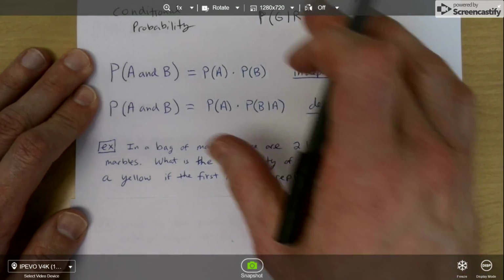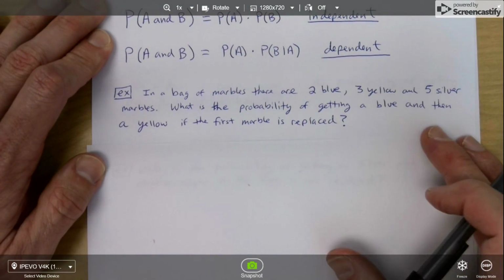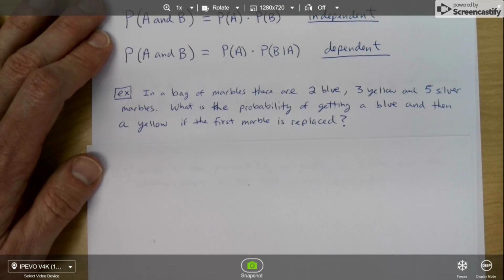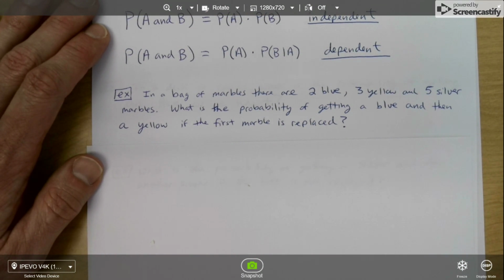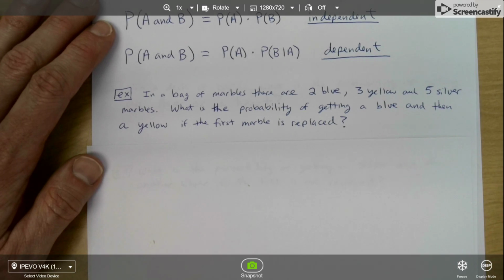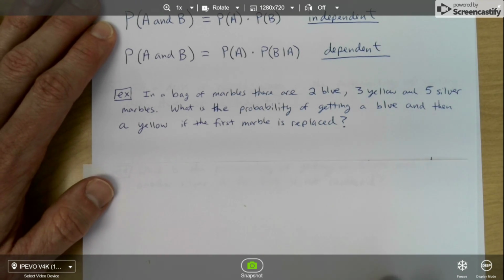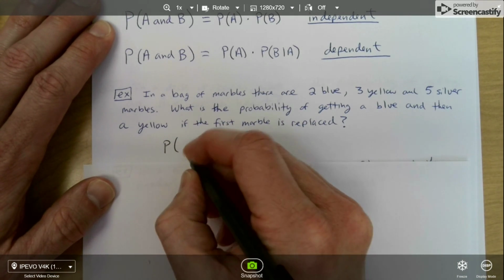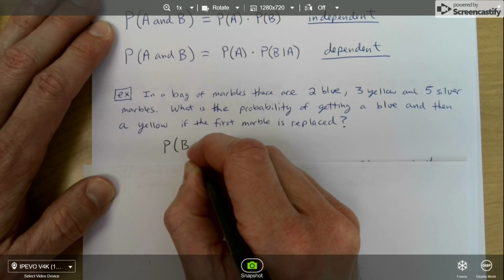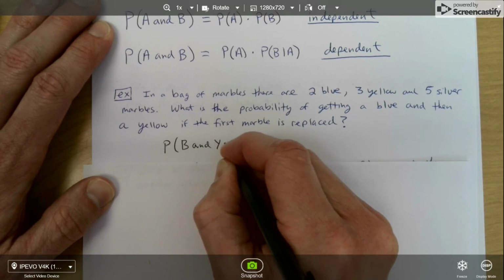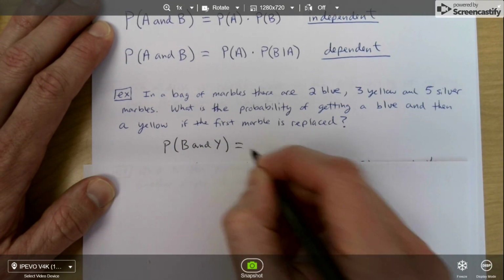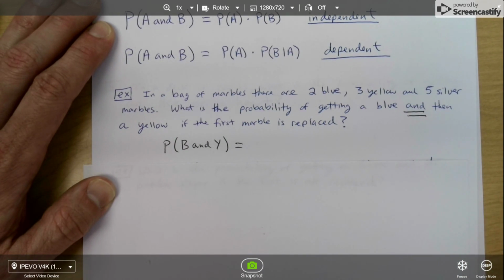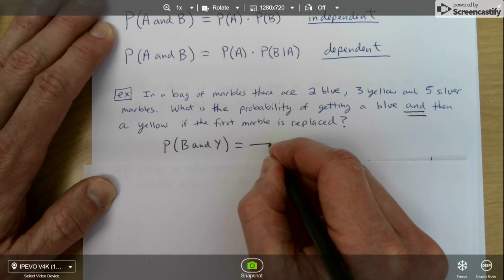So it says, in a bag of marbles, there are 2 blue, 3 yellow, and 5 silver marbles. What is the probability of getting a blue and then a yellow if the first marble is replaced? So the first marble is being put back in the bag. All right. Well, let's look at this. So the probability of getting a blue and then a yellow. So this is an and probability. If you notice the word and, very important here, you're going to just multiply. And since it's being put back in, nothing's going to change about those probabilities.